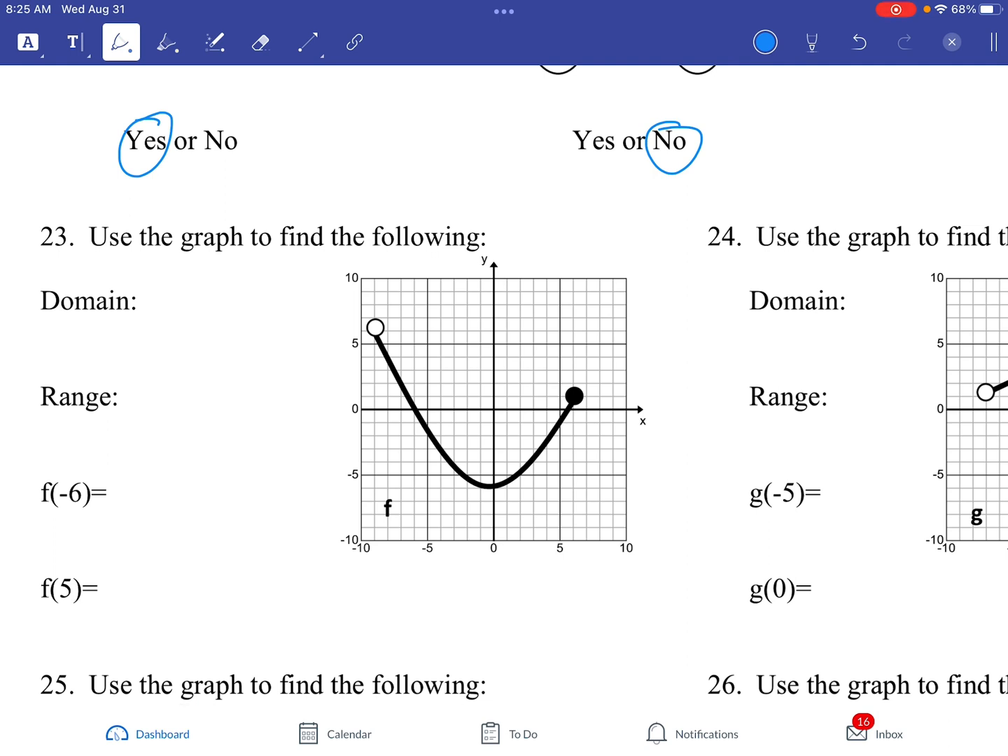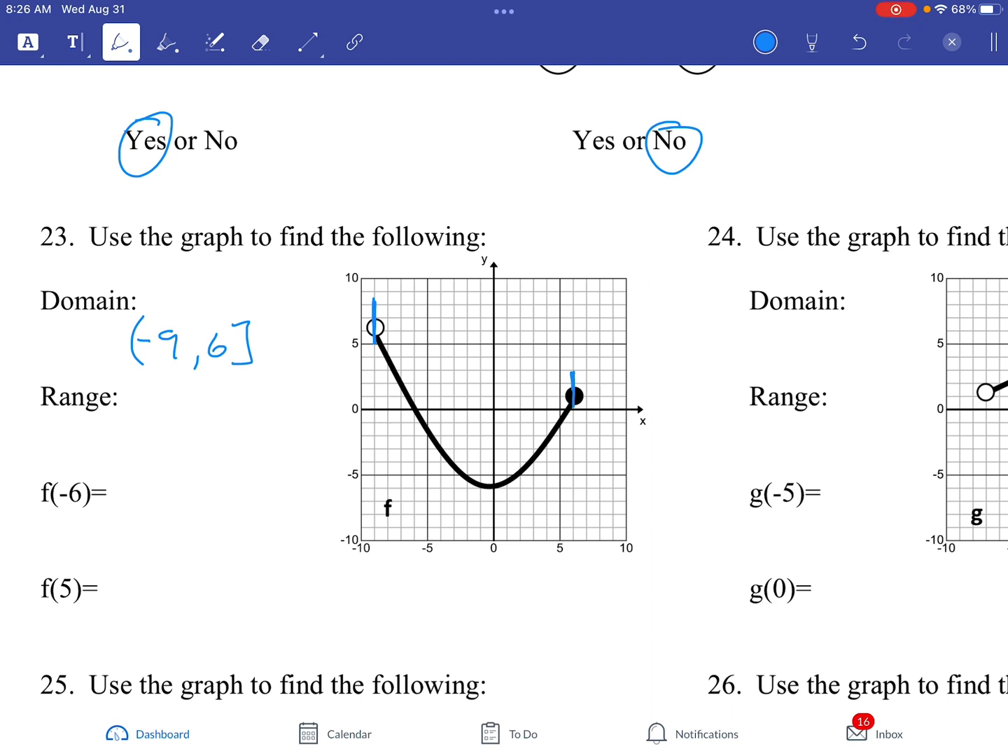Domain, we're looking for the x values that exist in the graph. So it starts over here on the left at -9, and it should be a parentheses because it's an open circle, and ends over here at +6. It should be a bracket because it's a closed circle.